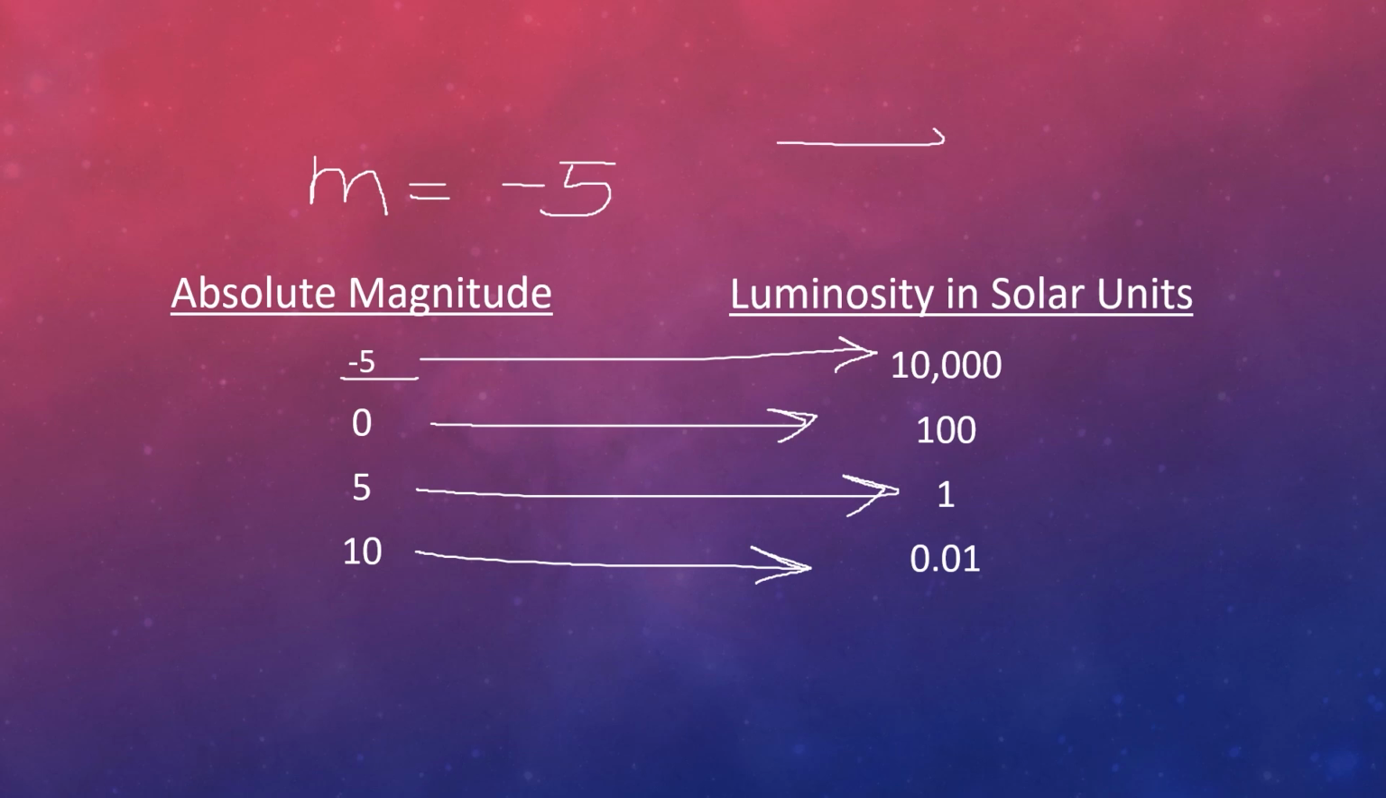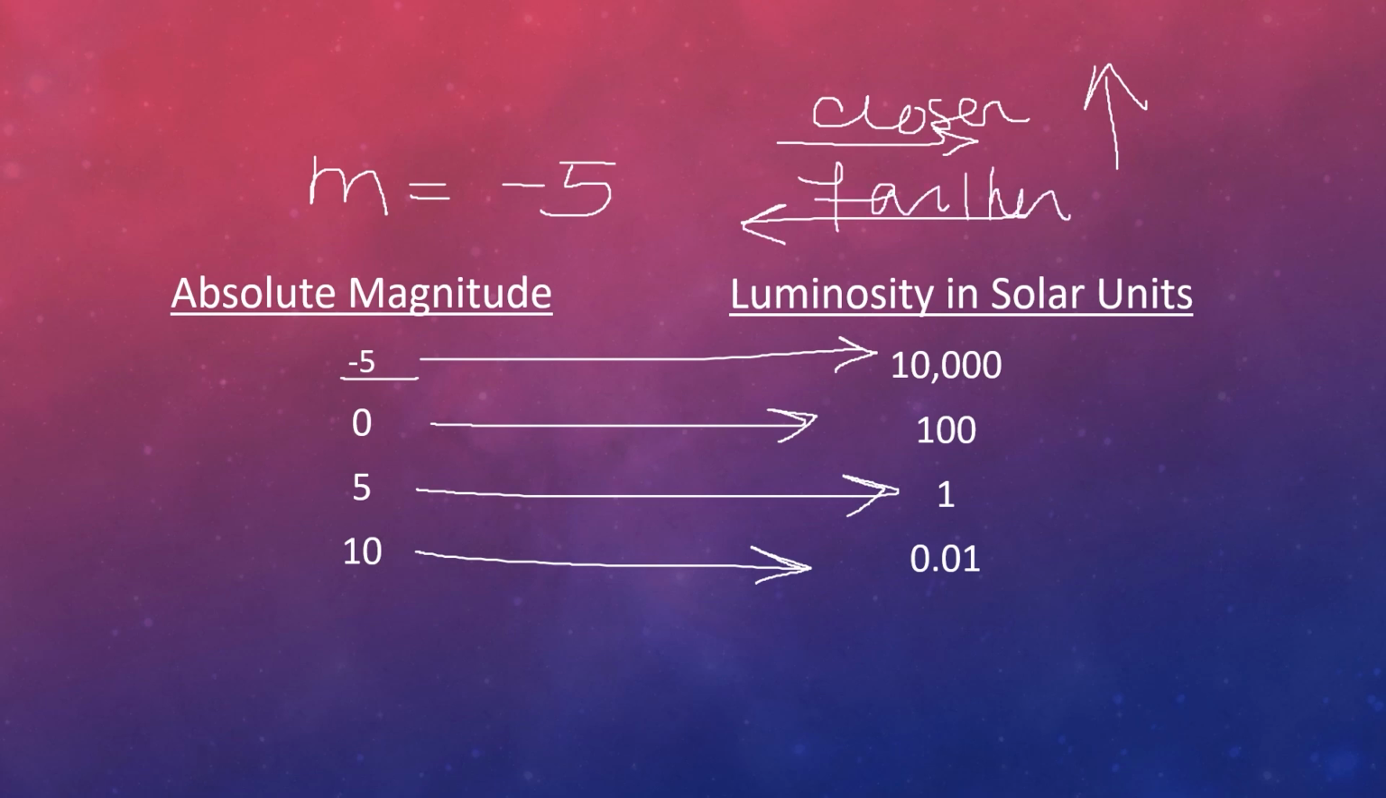If you move closer, your luminosity will actually decrease, versus if you move farther from us, it will increase, because your apparent brightness is brighter than the star is actually outputting of energy.